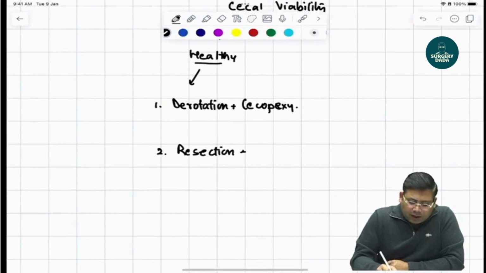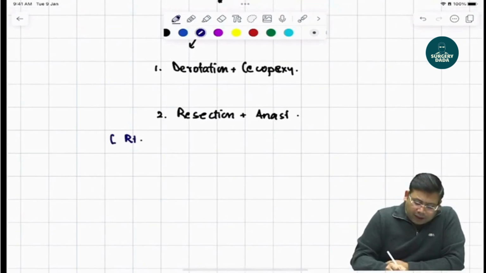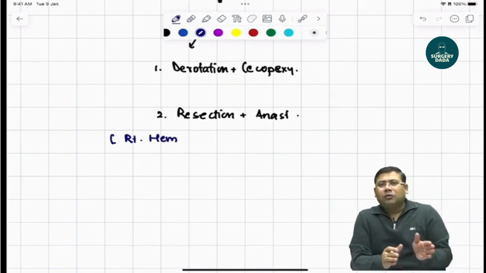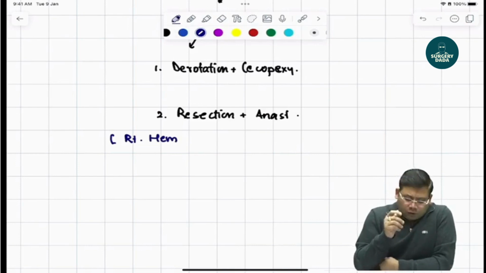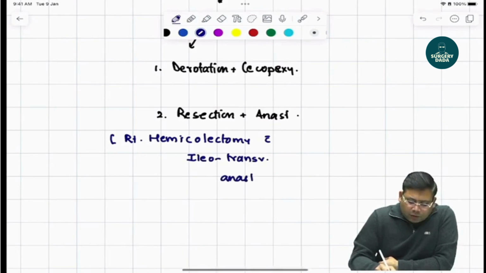So whenever we talk about resection and anastomosis, what is the resection that we do here, students? We do a right hemicolectomy, because many a time some part of the ascending colon is supplied by the ileocolic, and when you do the ligation of ileocolic for removing the cecum, the vascularity may be jeopardized. So right hemicolectomy with ileotransverse anastomosis is what we go for.